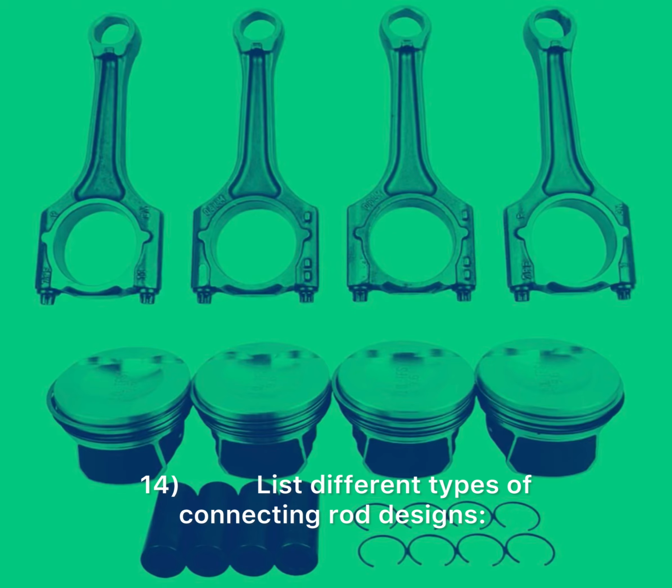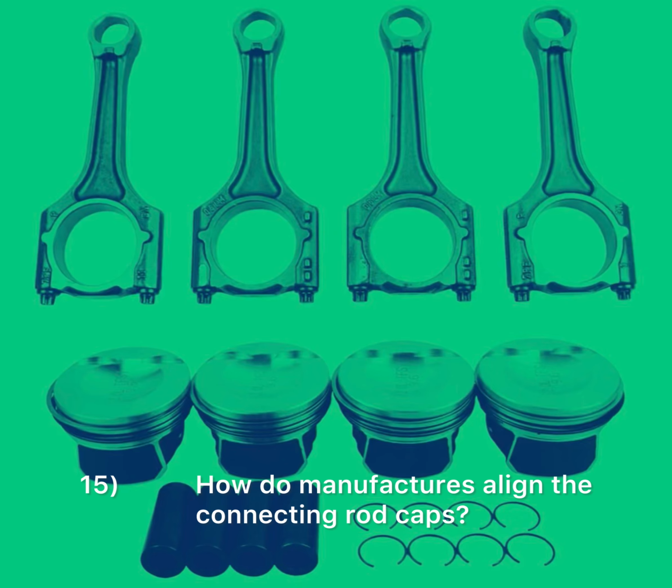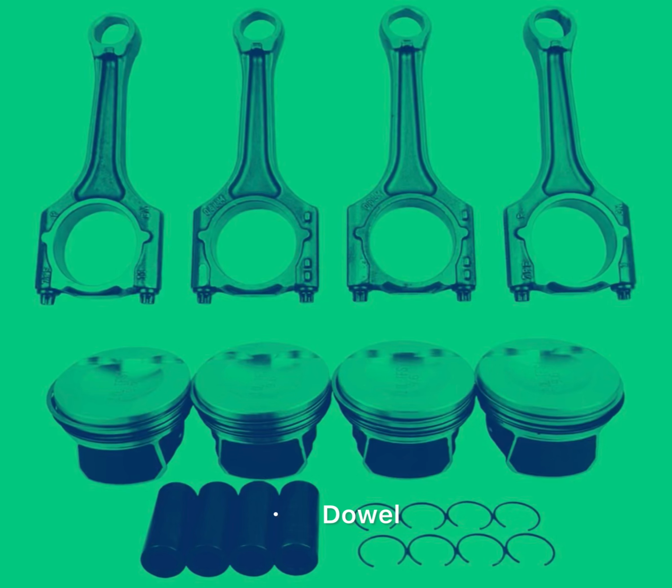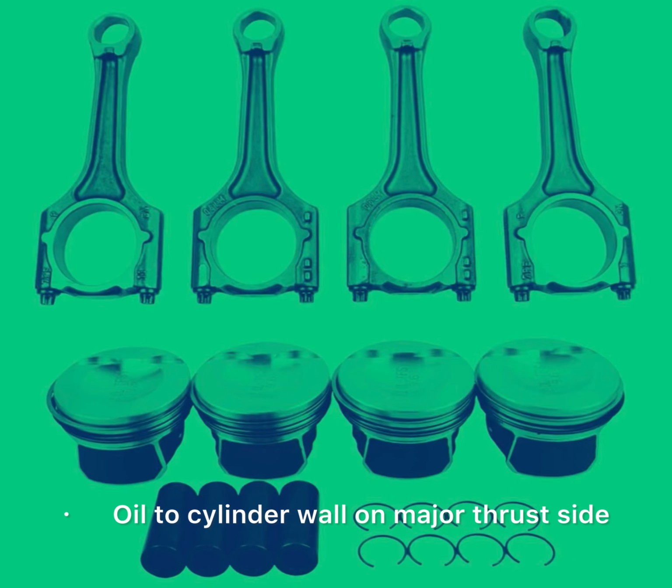14. List different types of connecting rod designs. Straight offset, straight cut, bias cut. 15. How do manufacturers align the connecting rod caps? Fracture sintered metal, dowel, shoulder on rod bolt. 16. What is the purpose of the connecting rod spit holes? Oil to cylinder wall on major thrust side.